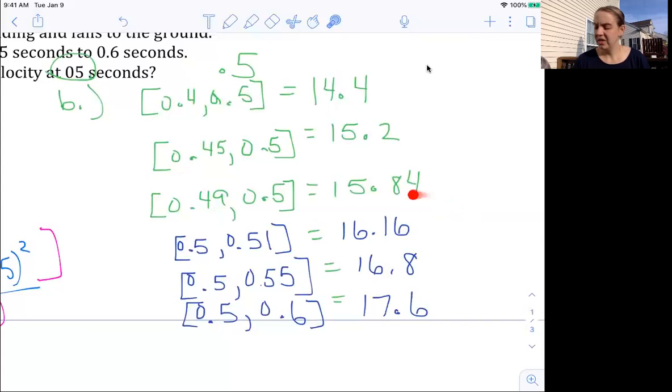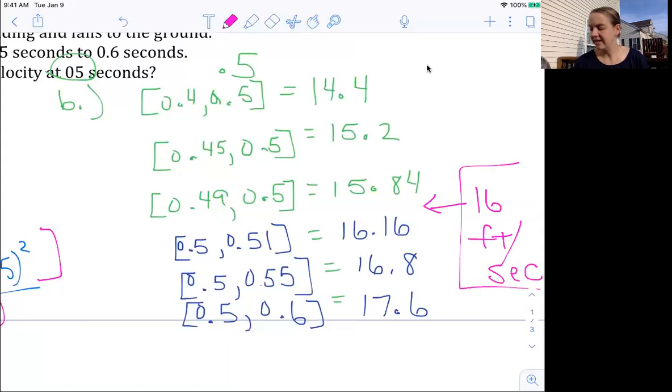So the question is, what happens right here in between? What happens if I made that interval as small as possible? If I could go from 0.5 seconds to 0.5 seconds without dividing by 0, what would this missing number be? So when you look at that, I hope there's a number that's sticking out at you. It's actually 16. And we're talking about 16 feet per second. That is the instantaneous velocity at 0.5 seconds.